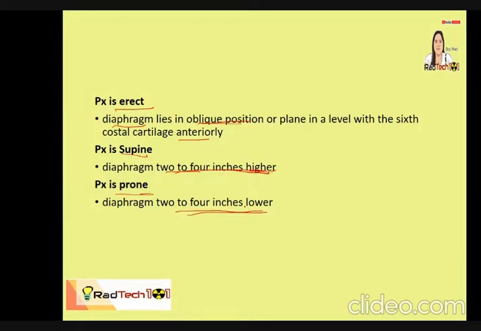So again, these are very important notes that should be remembered, especially when we place, again, sabi ko nga, ng cassette during examination.